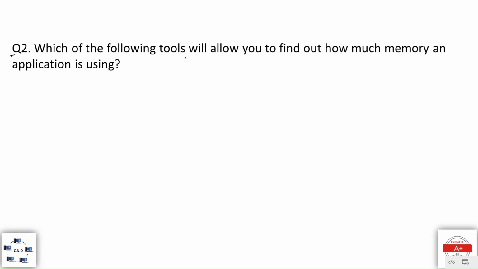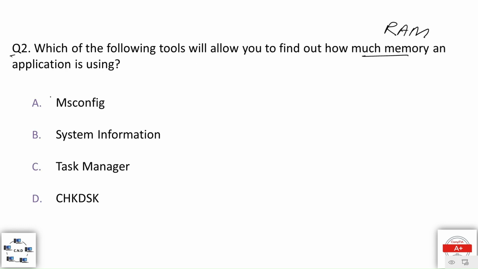Question number 2, which of the following tools will allow you to find out how much memory an application is using? So memory here we are talking about RAM. How do we know how much RAM is being used by an application? And the options are option A, msconfig, option B, system information, option C, task manager, and option D, check disk. And the correct option is, think about the correct option, and it is option C, task manager.